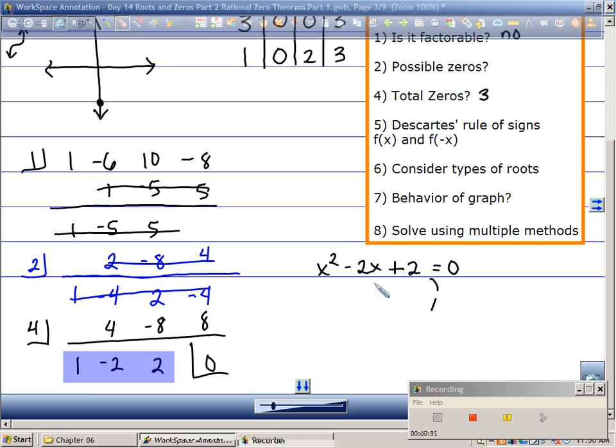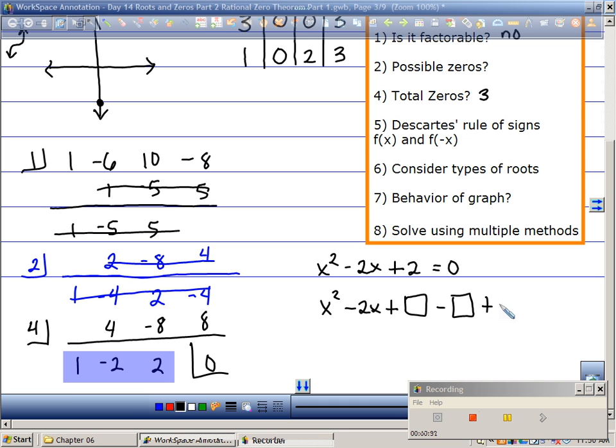Some of you would use quadratic formula. I'm going to use completing the square because you know how to use quadratic formula, so I'm going to complete the square because I think it's easier. Alright, so I'm going to say x squared minus 2x. I need to complete the square, right? I'm going to add something, and I'm going to subtract something, and then I have that plus 2 equals 0.